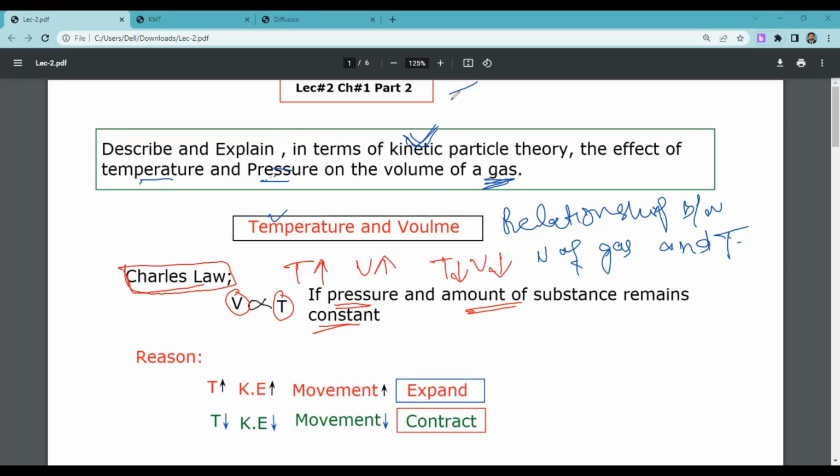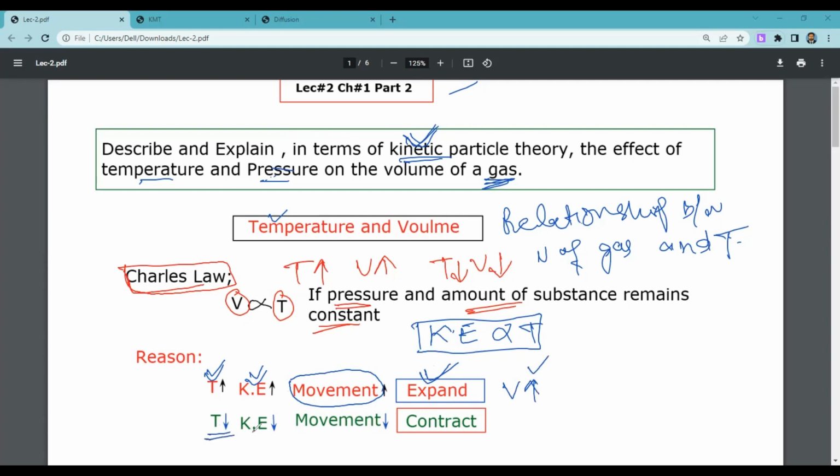What's the reason behind it? Its reason is that if we increase the temperature, the kinetic energy of the particles increases according to the postulate of kinetic particle theory, that kinetic energy is directly proportional to the temperature. Now, if kinetic energy increases, it means that movement of molecules increases. If movement of molecules increases, the molecules will expand. It means that expansion indicates increase in volume.